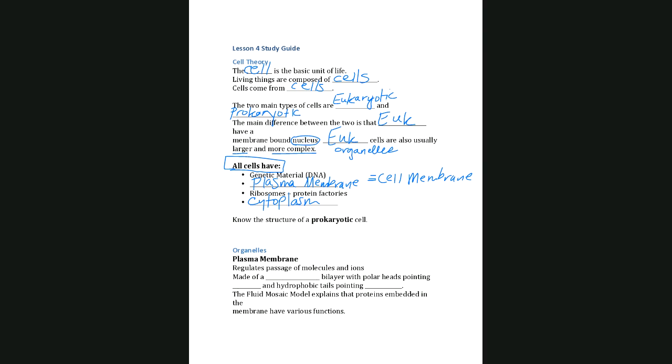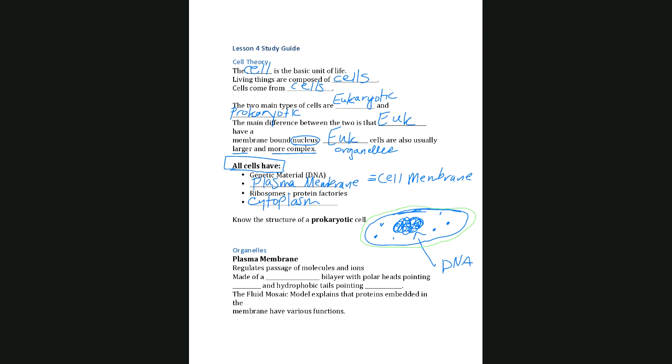Now, I want you to know generally the structure of a prokaryotic cell. The basic structure of a prokaryotic cell is, okay, there is an area in the cell where you find the DNA or the genetic material, but it is not in a nucleus. It's just free inside the cell. You also are going to have ribosomes that are free inside the cytoplasm. And this blue ring here would be the plasma membrane that's around the cell. And prokaryotic cells have a cell wall on the outside of the plasma membrane.